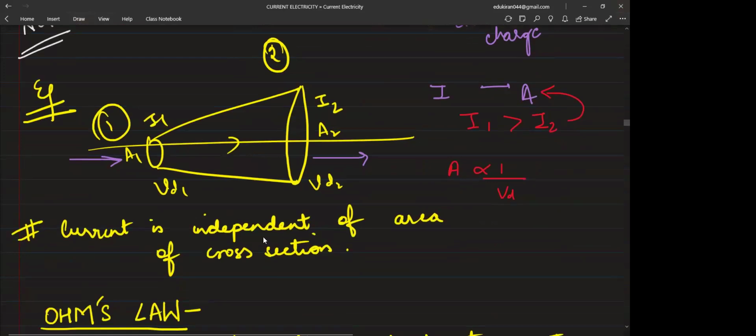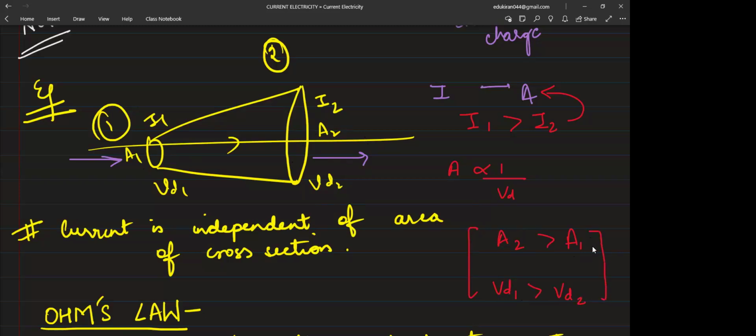So current is independent of area of cross section. But if you look in this figure, this is a narrow end of the pipe and this is a wider end of the pipe. Current is entering, I1 is the current, A1 is the area, Vd1 is the drift velocity. I2 is the current, A2 is the area, and Vd2 is the drift velocity. If A2 is greater than A1, then drift velocity 1 will be greater than drift velocity 2 because they are inversely proportional.